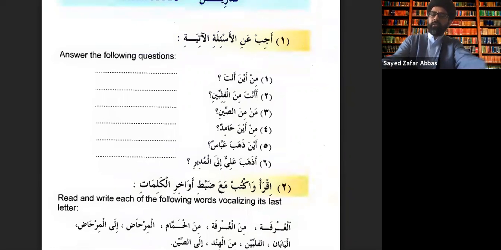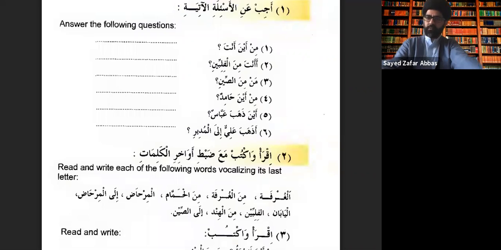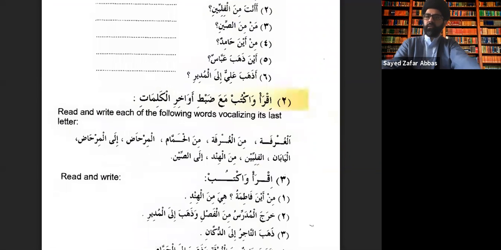أنت من الفلبين؟ Are you from Philippines? لا, أنا من London. I'm from London. من الصين؟ عمار من الصين. ومن أين حامد؟ And where is Hamid from? هو من الهند. He is from India. أين ذهب عباس؟ Where did Abbas go? ذهب إلى المدير. He went to the principal. أذهب علي إلى المدير؟ Did Ali go to the principal? لا. ذهب إلى المرحاض. He went to the toilet.